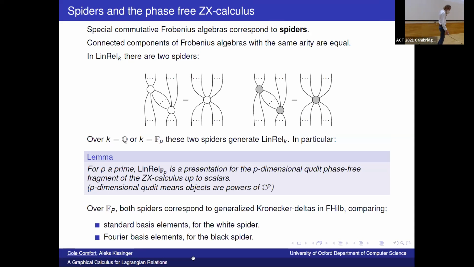Maybe this intuition might help someone if they're aware of the ZX calculus, which is something generated by two Frobenius algebras. In the case when the field is a prime field, this gives us semantics for the p-dimensional qubit phase-free ZX calculus. If you don't know what this is, later on John will give a talk related to this, but hopefully this helps some people with intuition. In terms of Hilbert spaces, this is interpreted as a generalized Kronecker delta with arbitrary arity. The white one corresponds to the standard basis, so it picks out basis elements of the standard basis, and the black one corresponds to the Fourier basis.